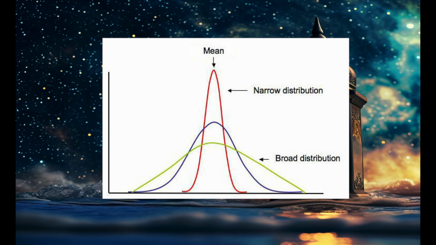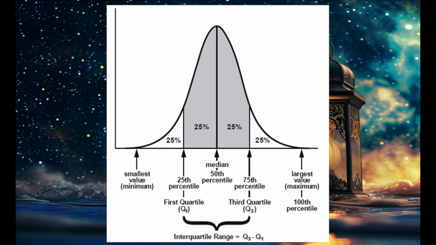In order to calculate the spread of the data, we use a statistical concept called quartiles. This is how it looks. Quartiles, as you can imagine from the word quarter, divide a dataset into four equal parts after sorting the values from lowest to highest. The first quartile represents the 25th percentile, the second is the 50th percentile, and the third is the 75th percentile. The first quartile means that 25% of the data falls below this mark.